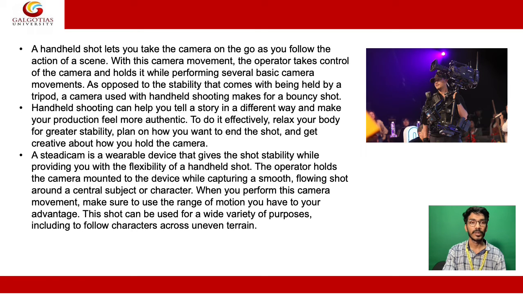Another way of using camera movement is by using a Steadicam. A Steadicam is a wearable device that gives you shot stability while providing you with the flexibility of a handheld shot. The operator holds the camera mounted on the device while capturing a smooth flowing shot around the central subject or character, as you can see in this photograph right beside this. When you perform this camera movement, make sure to use the range of motion you have to your advantage. This shot can be used for a wide variety of purposes, including following characters across uneven terrain.